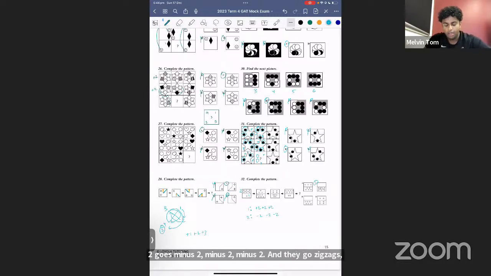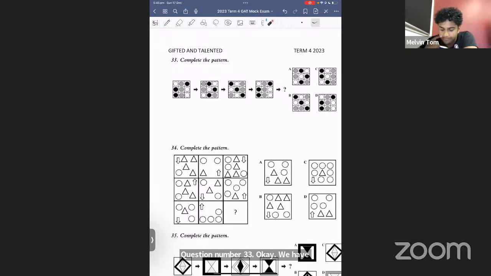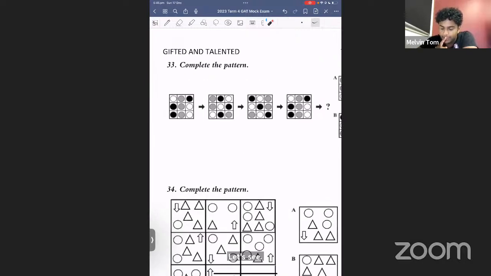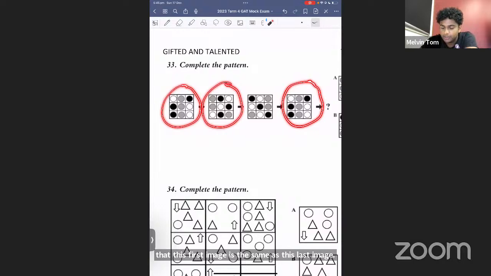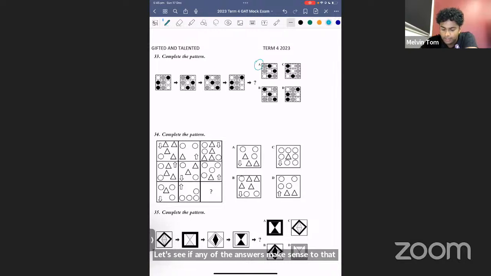Question number 33. Just by looking at it, you could assume that this first image is the same as this last image. So that means the next image has to look like this. Let's see if any of the answers make sense to that. And it does. Option A does. And there you go. That saves you a lot.